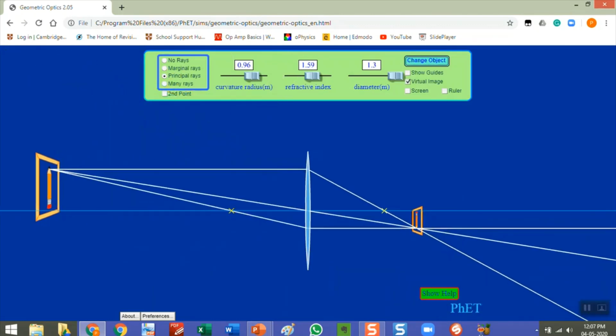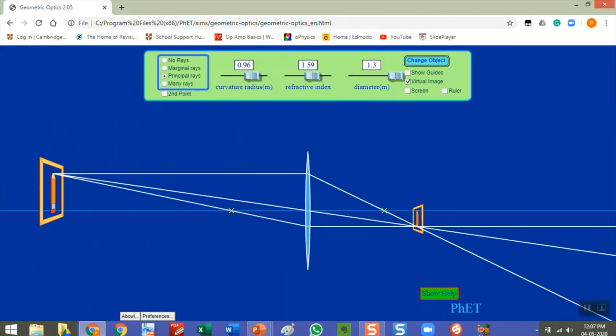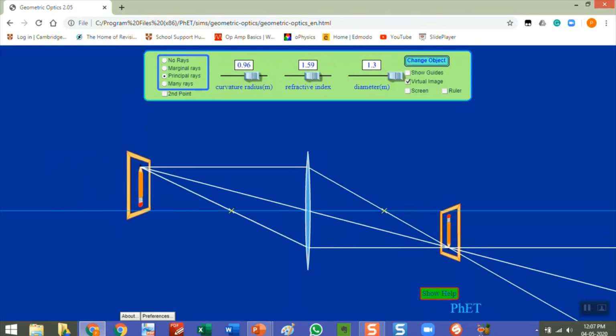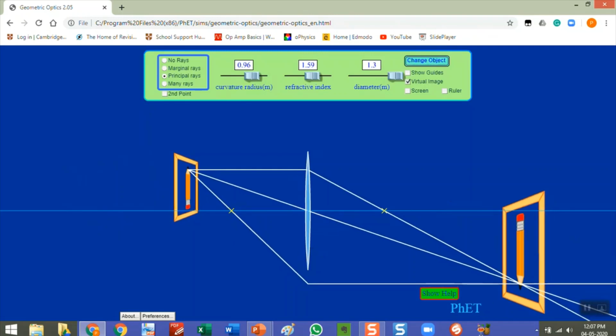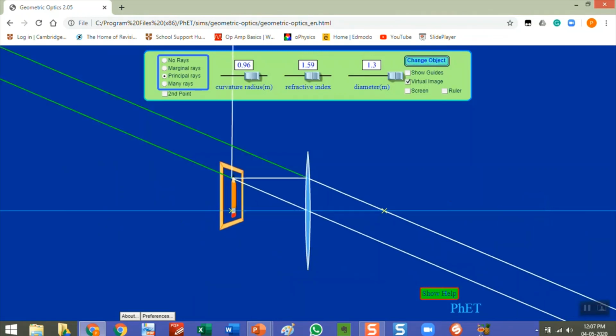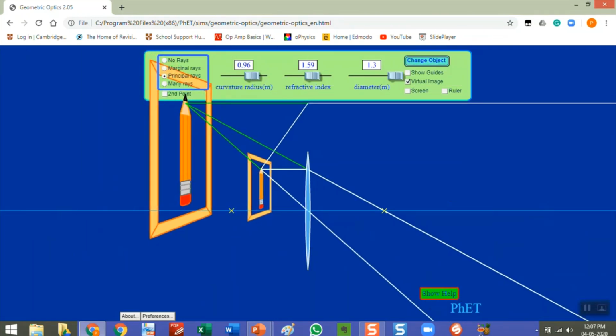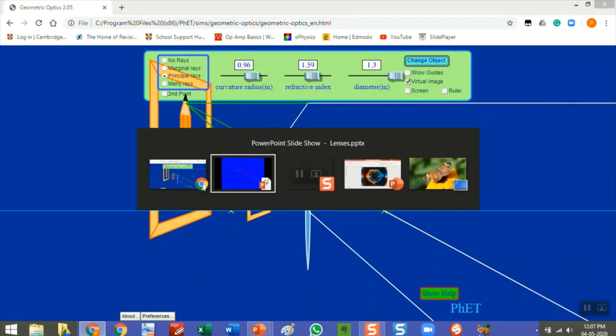So there are three points that are important. Behind twice the focal distance, we get a smaller image. On twice the focal distance, we get an image of the same size. Between the focal distance and twice the focal distance, we get an enlarged one. And if it's between the focal distance and the lens, we get a virtual image that is upright. So these are four different images that you need to be able to draw and describe.